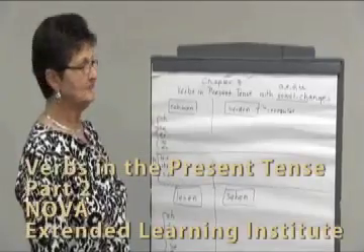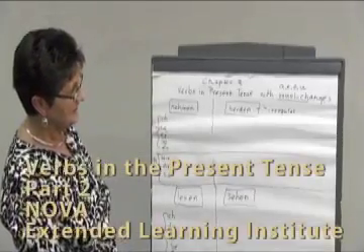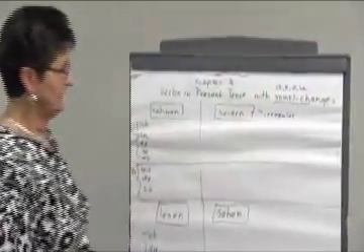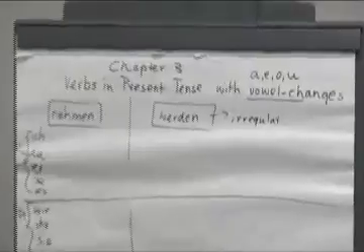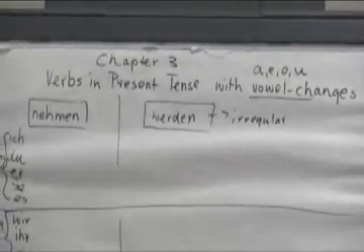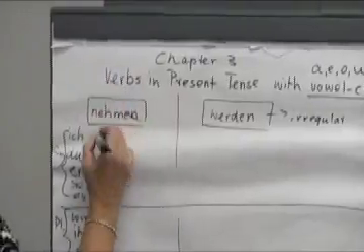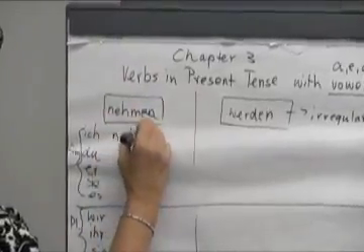Part 2. Let's continue our verbs in present tense with vowel changes. Again, vowels are A, E, O, U. Let's look at the verb nehmen. Nehmen means to take, like you take an aspirin, you take a class, okay? So, remember, drop the en, replace it with personal endings.